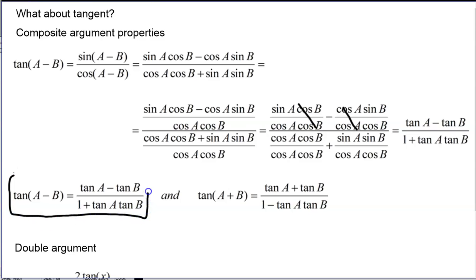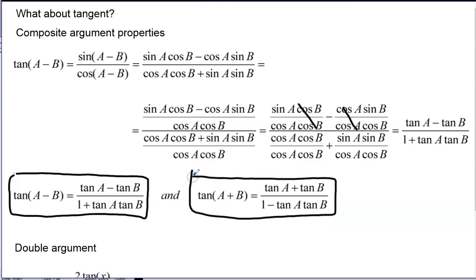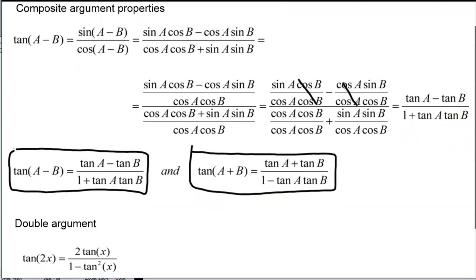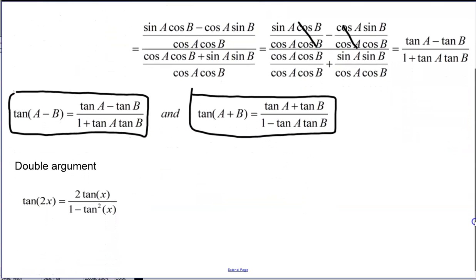Here is what you should write down on your composite argument properties at the bottom, or somewhere in there, write these two properties down. So this is the composite argument for tangent of A minus B and tangent of A plus B. Those aren't used a whole lot, but the tangent, except for tangent of A plus B, leads us to a property that is really important in calculus.